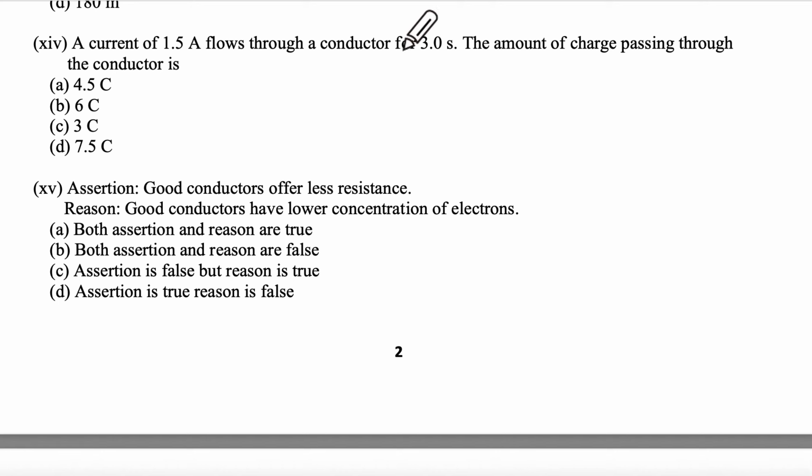Current, what is this? I is equal to Q upon T. I is equal to Q by T. The Q will be equal to IT. IT means 1.5 into 3, which is 4.5 Coulomb. Okay, so not an issue.